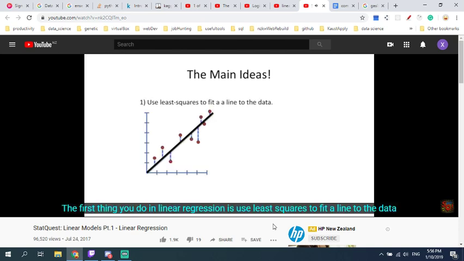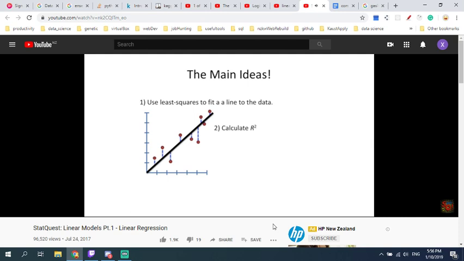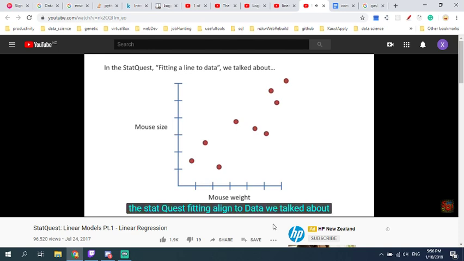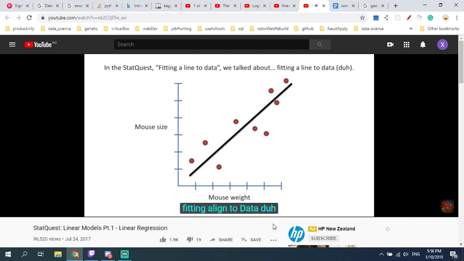The first thing you do in linear regression is use least squares to fit a line to the data. The second thing you do is calculate R squared. Lastly, calculate a p-value for R squared. There are lots of other little things that come up along the way, but these are the three most important concepts behind linear regression.